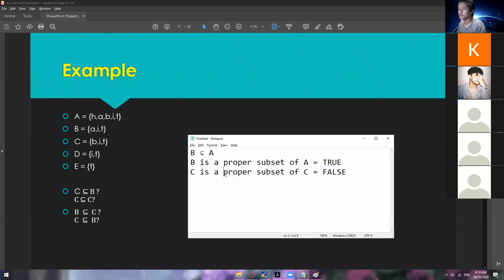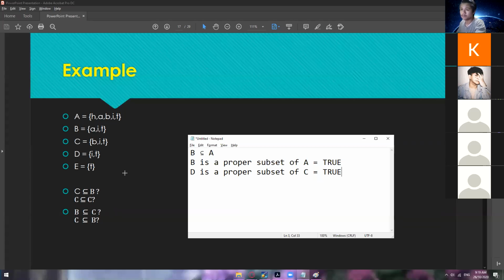Okay? Na kompleto din. So pwedeng D is a proper subset of C, which is already true. Kasi meron tayong I dito sa letter C, meron din tayong T dito sa letter C, pero merong isang wala. Okay? So in other words, dapat mas maraming element yung nasa right side kaysa sa left side.